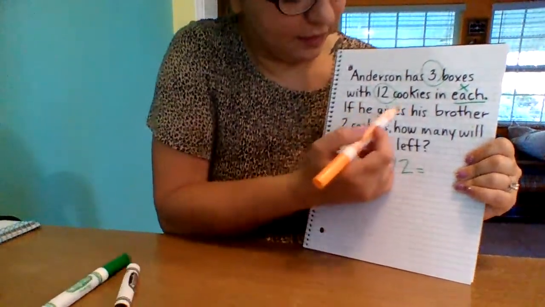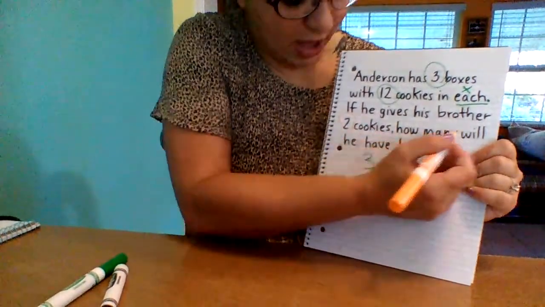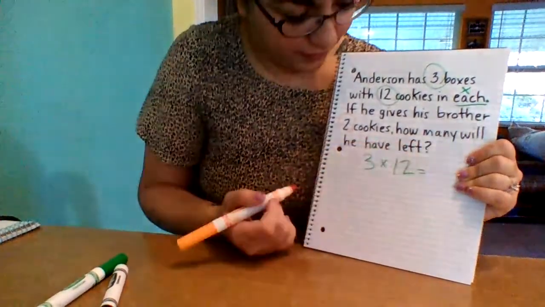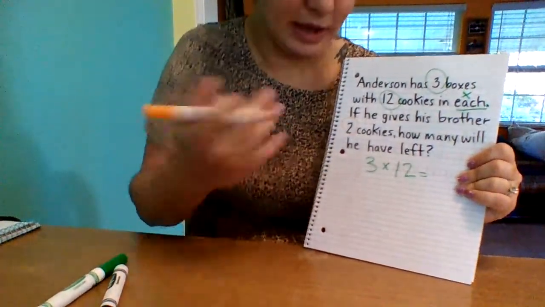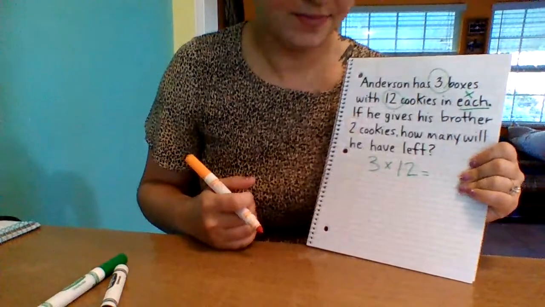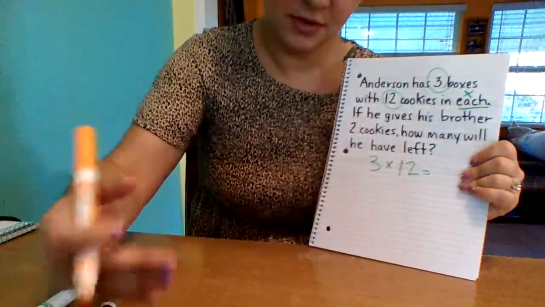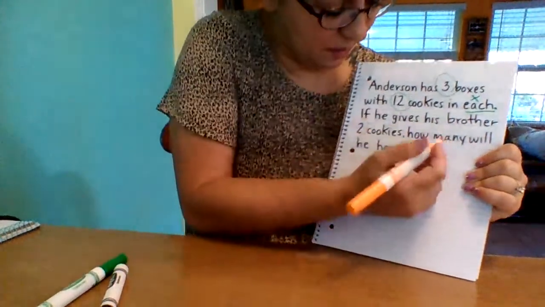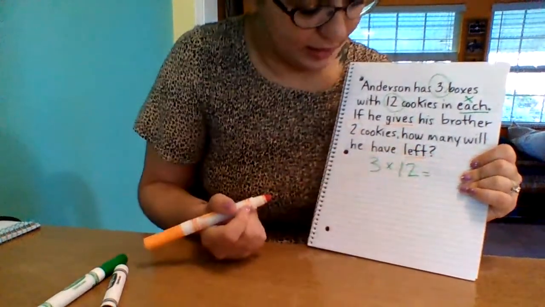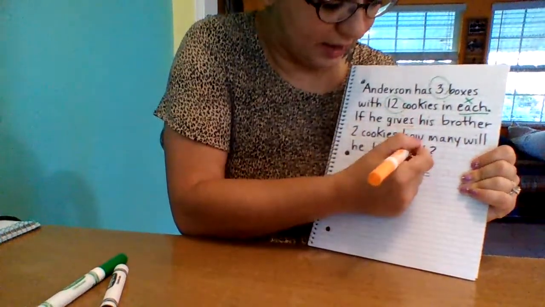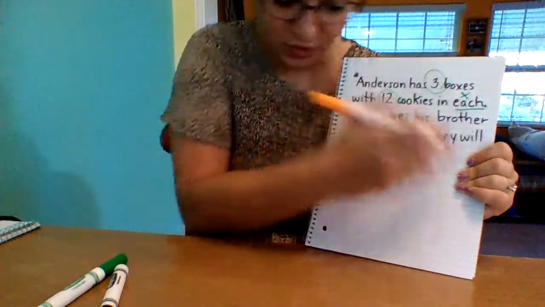If he gives his brother 2 cookies, comma, how many will he have left? You're giving cookies away. Should we add? Is he doing something again and again and again? No, just one time he gives his brother 2 cookies and we want to know how many he has left. These words, and I've thought about it, it's all signaling me that I'm going to need to subtract 2 cookies.